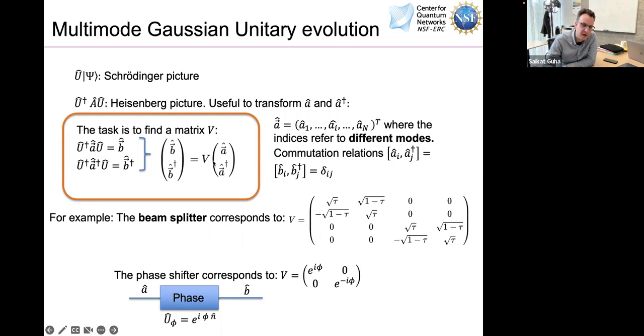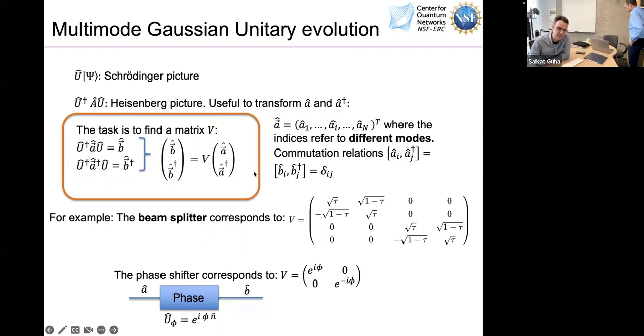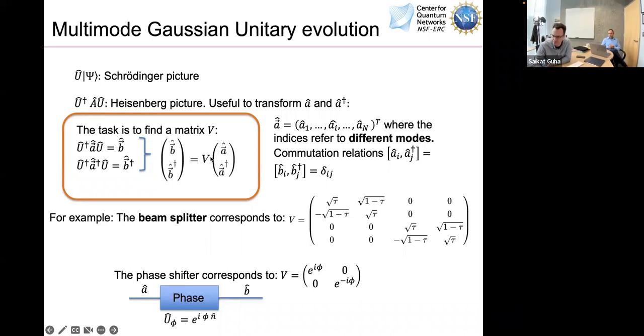Okay, so this is a matrix, and you see that I'm discussing Gaussian here. Why Gaussian? Because this is a linear transformation, which means that it will map any Gaussian form to some other Gaussian form.